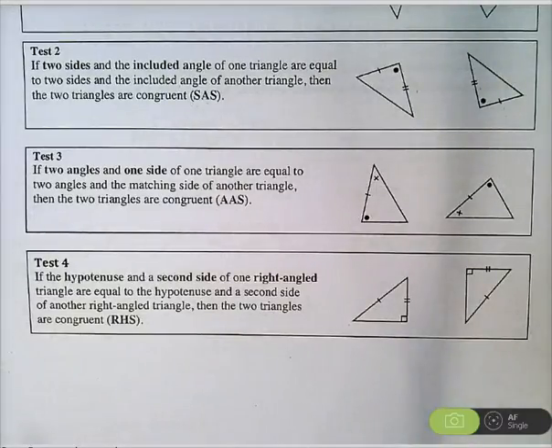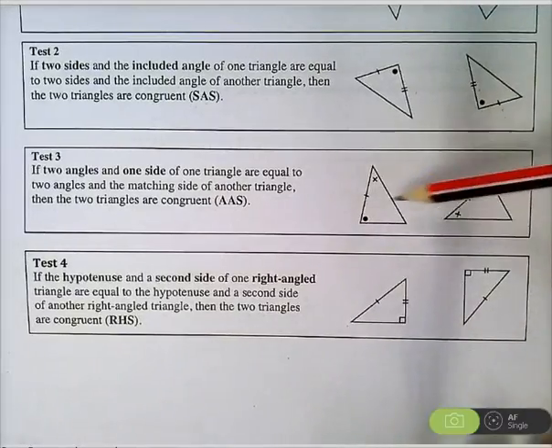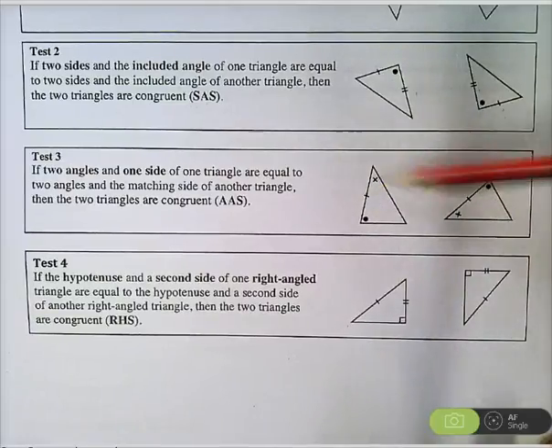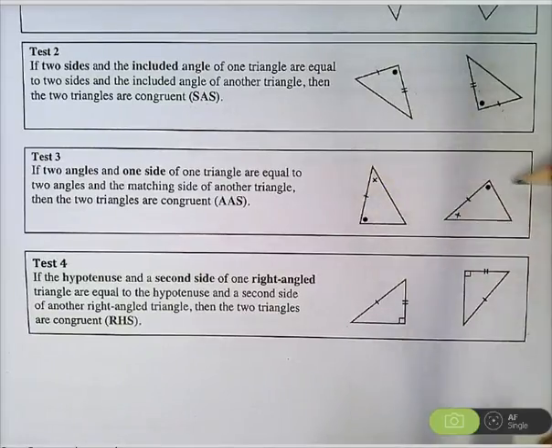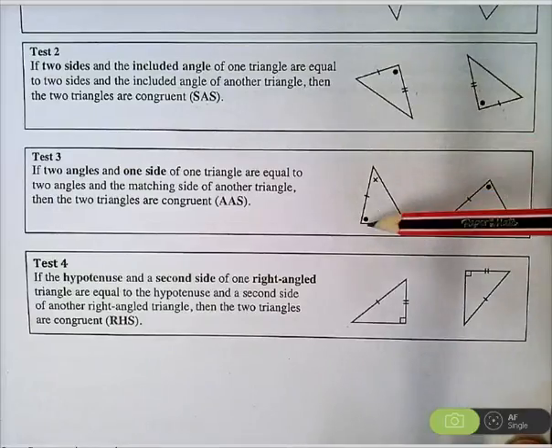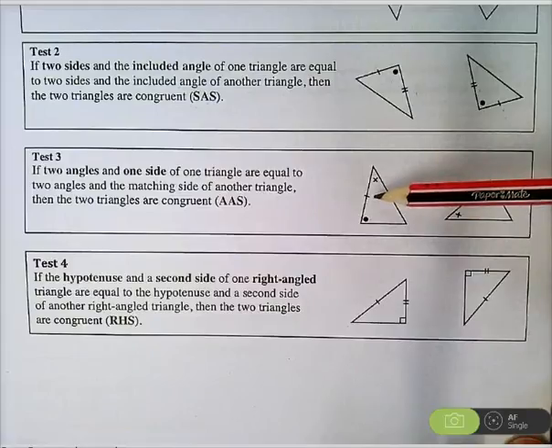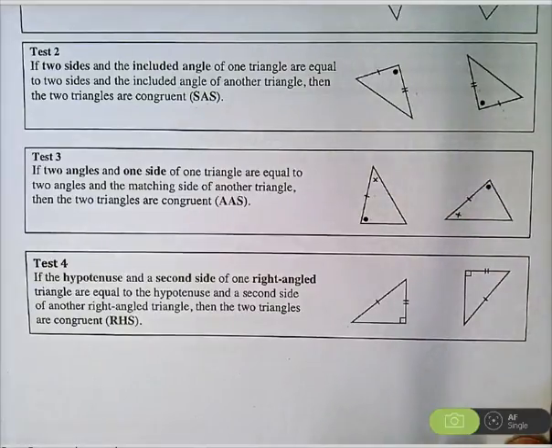The third test is AAS, where you've got 2 angles in one triangle and another side in the triangle, of one triangle, is equal to exactly that same thing in another. Now, girls, it doesn't matter where this other side is, as long as it's in the same position. So notice I've got an angle with a dot and an angle with a dot, an angle with a cross and an angle with a cross, and in this case, the other side is between those 2 angles, but it didn't have to be there.